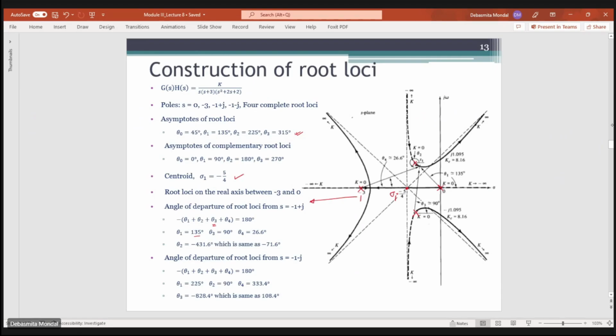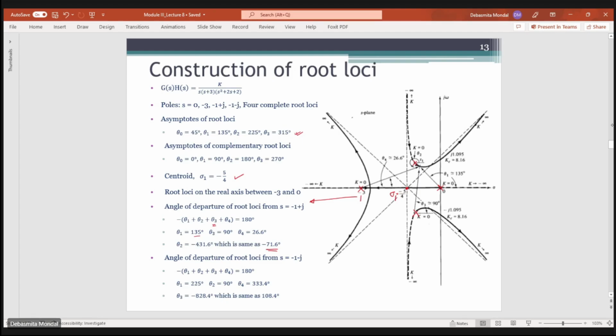So that means that the root locus which is starting from this complex pole will depart this pole at an angle of minus 71.6 degree. So this angle will be minus 71.6 degree, and after that it will follow this asymptote.